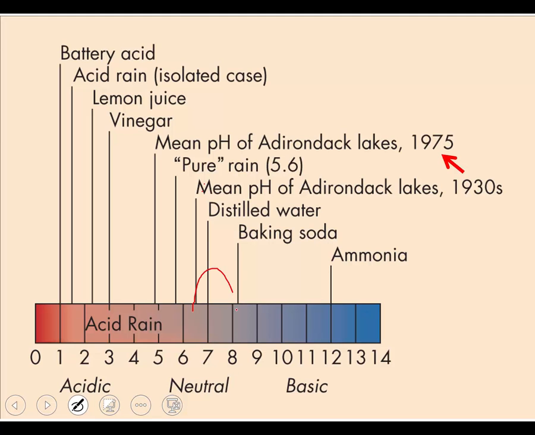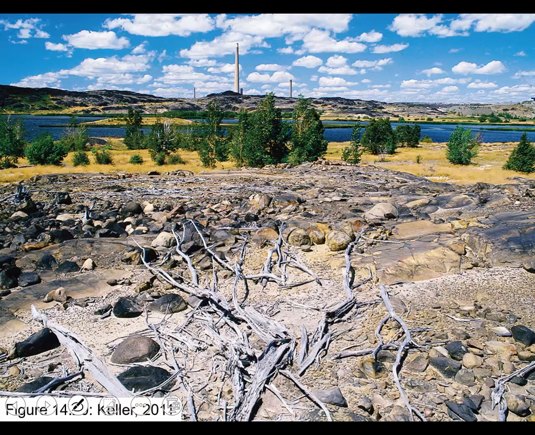The Adirondacks, pure water might be here. It went from the 1930s to 1975, went from about neutral to an acidity of 5. In some cases, the pH is even higher. And we literally have areas downstream of smelters that are wastelands.